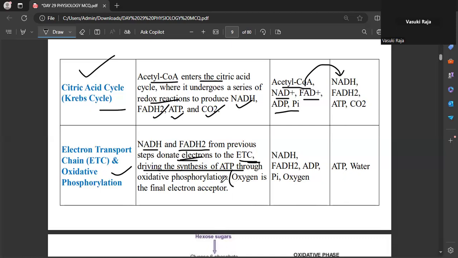Here, this will be your questionable area: which will be the final electron acceptor? That will be oxygen. And here NADH, FADH2, ADP plus Pi and oxygen are involved. As a result, we are producing ATP and water.